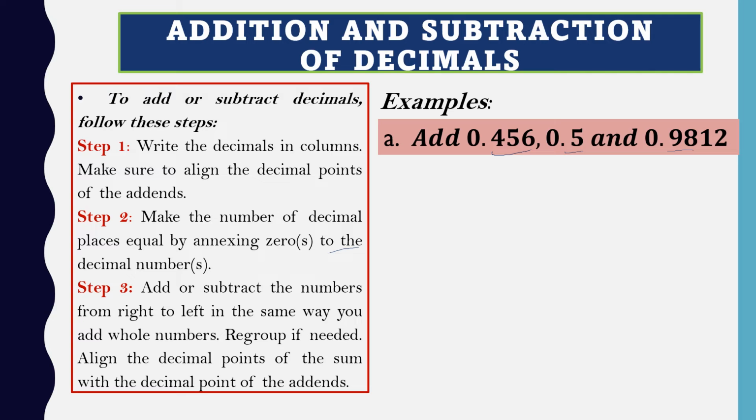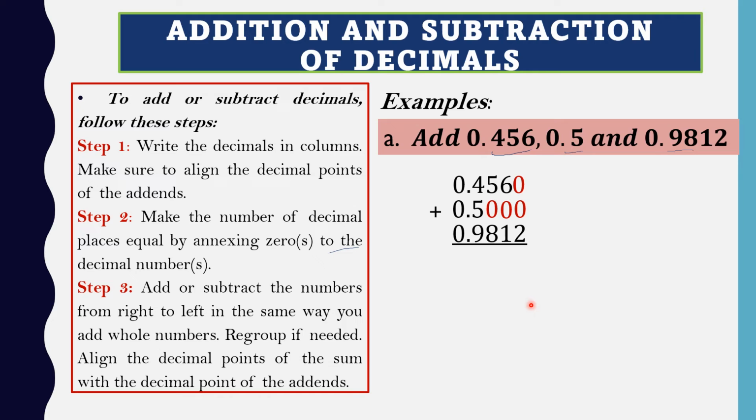9,812 10,000ths. So we are going to add them all. For step 1, we have to align them in columns. So all of the decimal points should be aligned. So that is the result. After that, step 2, make the number of decimal places equal by annexing zeros to the decimal numbers. So for us not to be confused, we can annex zeros. So we can add a 0 here as well as zeros in this part. So that again we will not be confused.